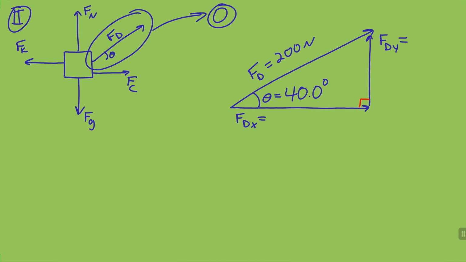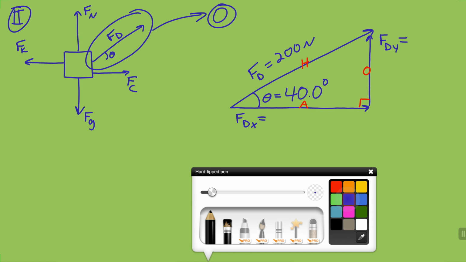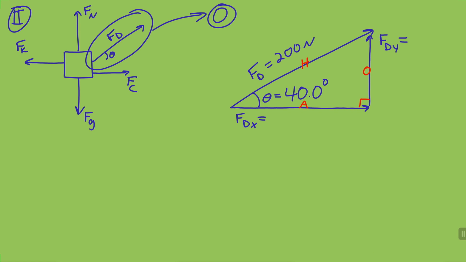So O, A, and H, which side is which? So F sub d, that's the hypotenuse. That's the biggest side of my right triangle, so that's got to be the hypotenuse of this right triangle. F sub dx, is that O or A? That's the side that's adjacent to the angle that I'm going to work with. So that means this one is A. F sub dy, that's got to be O. That's the side that is opposite the angle I want to work with. So that's going to be useful when I'm figuring out what these components actually are.